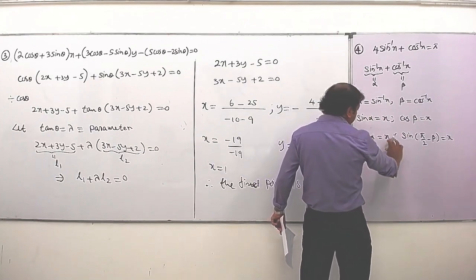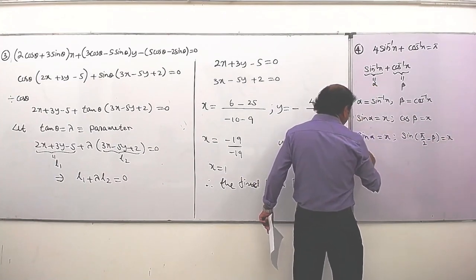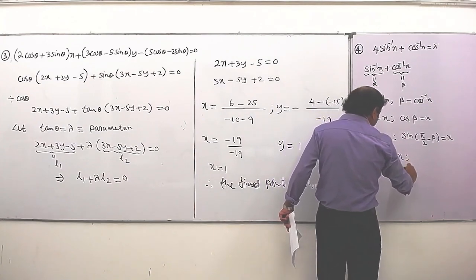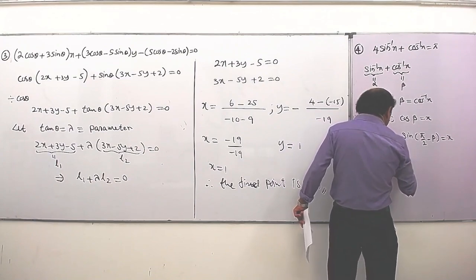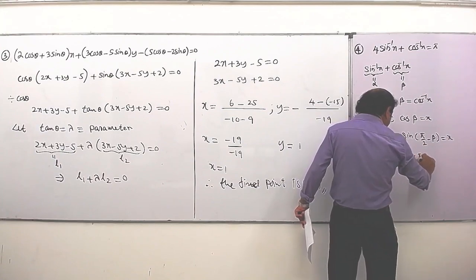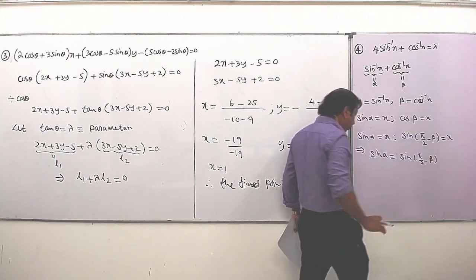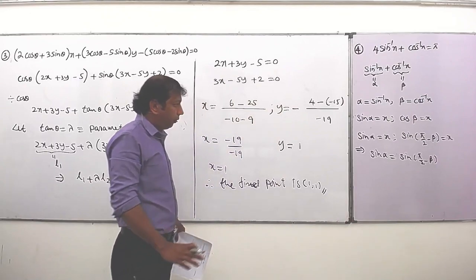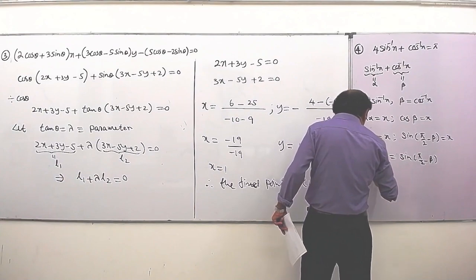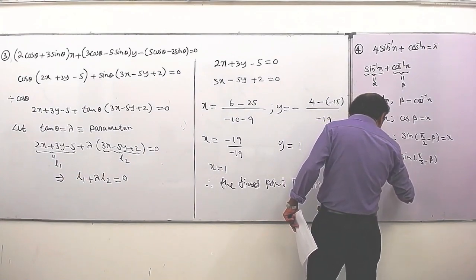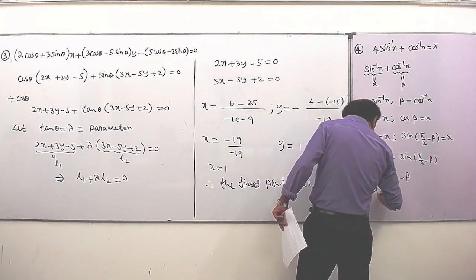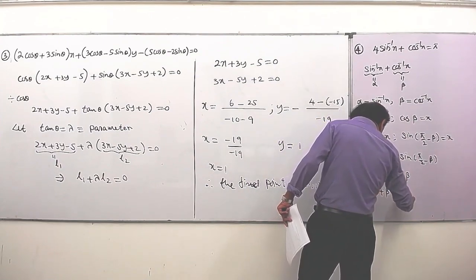Now, since this and this are both x, you can say sine alpha equals x, and this sine of pi by 2 minus beta is also x, they are equal. Then we can remove sine from both sides. That gives us alpha equals pi by 2 minus beta. Bring that to the left hand side: alpha plus beta equals pi by 2.